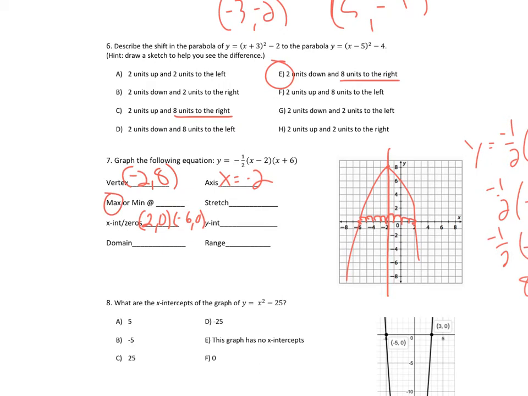We have a maximum because we can see our parabola is going down, at y equals 8. We also could have known that because our a value here was negative, so that is concave down. Our stretch is going to be wide because our a is 1/2.